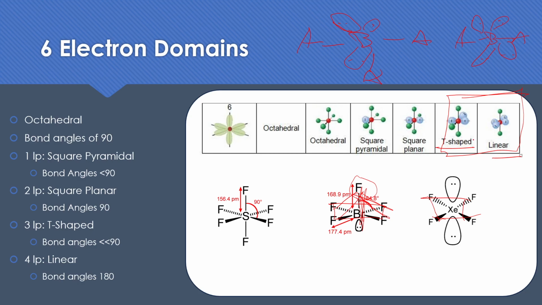I looked, I asked ChatGPT. ChatGPT was completely wrong and kept giving me molecules that had 5-electron domains. So I don't know what was going on there. I just couldn't find any examples of this. So if you find an example of this, send me a note. Let me know if you find examples, molecules that fit into this category. Octahedral T-shaped or octahedral linear.